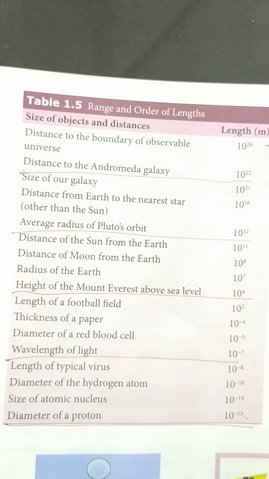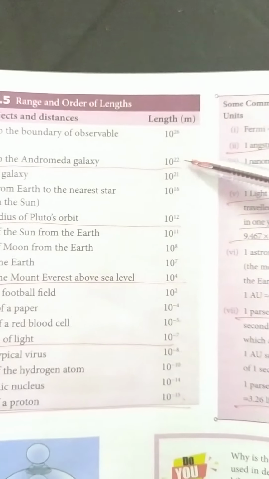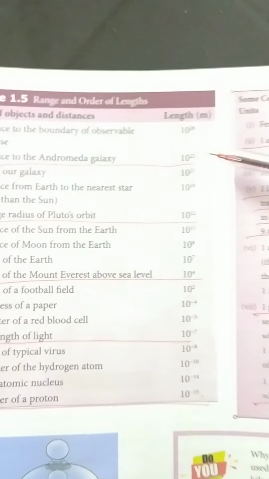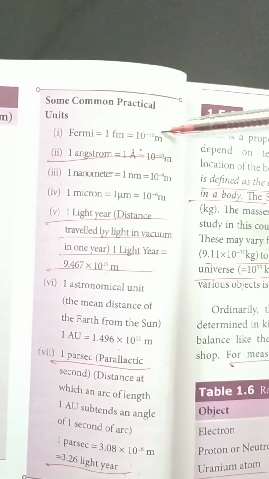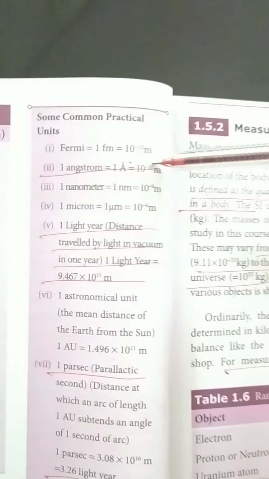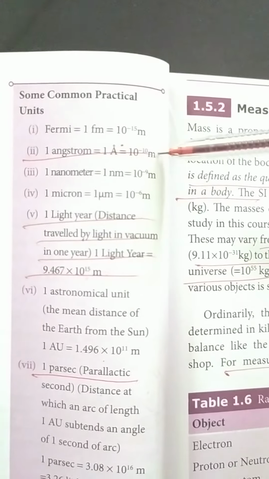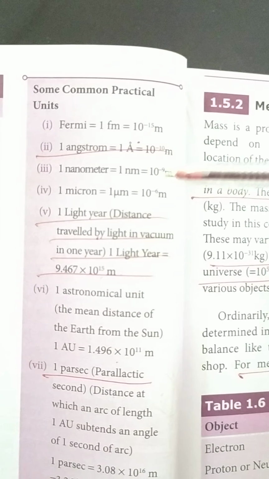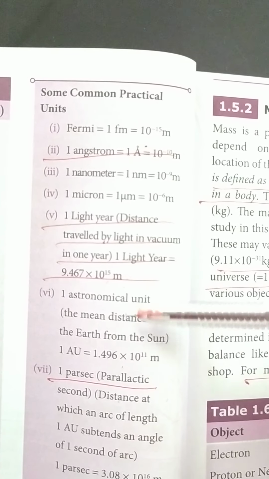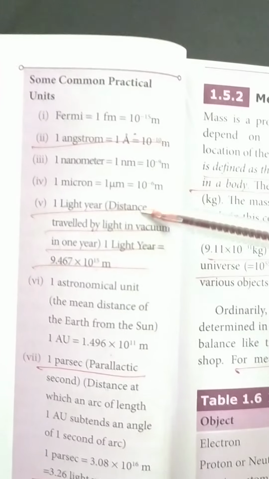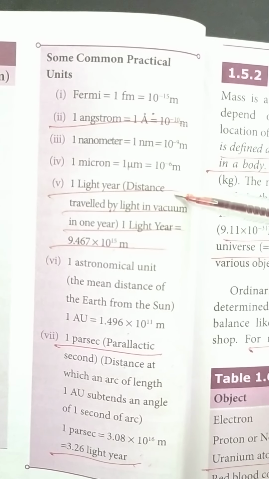For our convenience, usually for large distances we are using so many prefixes. And here are some common practical units. 1 Fermi is 10 power minus 15 meter. Angstrom is 10 power minus 10 meter. Nanometer means 10 power minus 9 meter. Micron is 10 power minus 6 meter. And what is light year? Light year, astronomical unit and parsec are three important units to measure large distances.